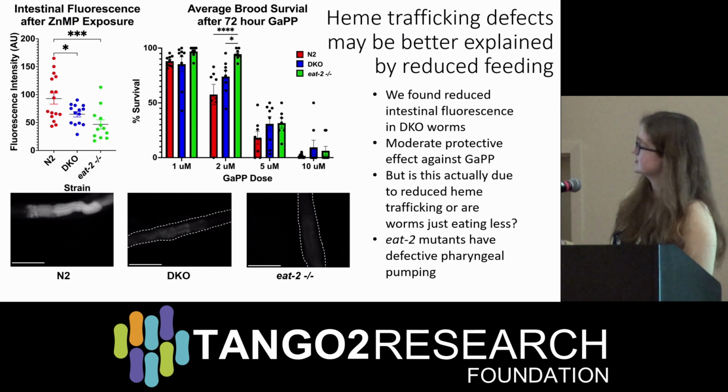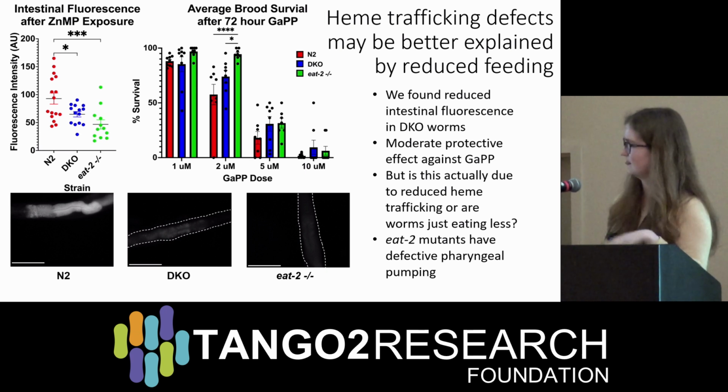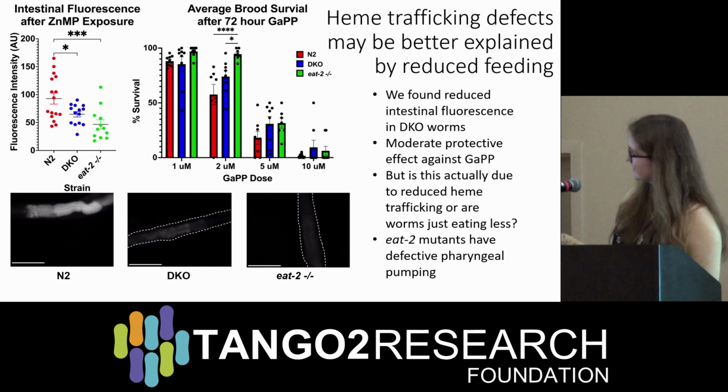So to test this, we wanted to compare it to another strain of worms that we know has a problem eating. So they're missing a part of their throat that helps them sort of pump their bacteria into their stomachs. And so when we looked at the fluorescence in these worms, these are EAT2 knockouts, we found that these worms have even less fluorescence in their intestine, which you can see down here. There's almost nothing in here.